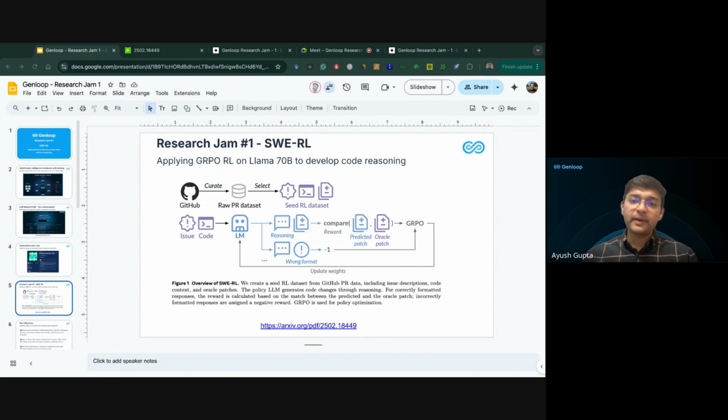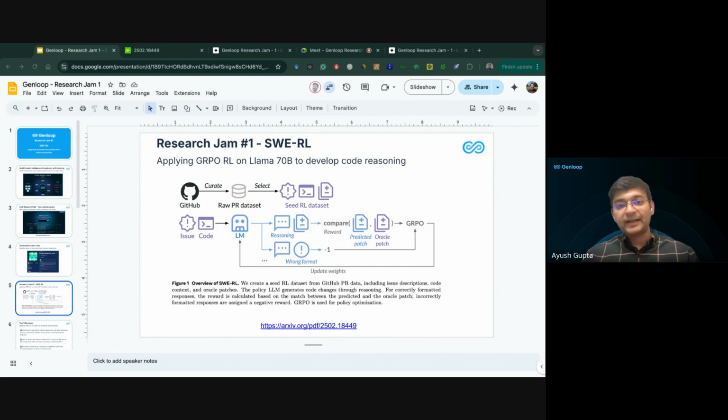And from that, they prepare a seed RL dataset of issue, code, and patch. Now, what they want to develop through that is they have the ground truth, basically the Oracle patch, and they want a language model to develop the reasoning and be able to create that patch by itself. So it's a very creative use of an existing dataset without having to invest heavily into creating one.